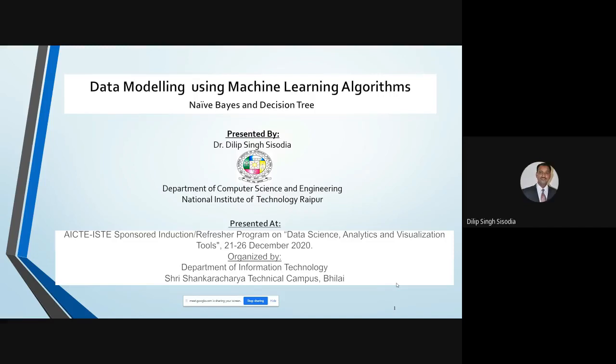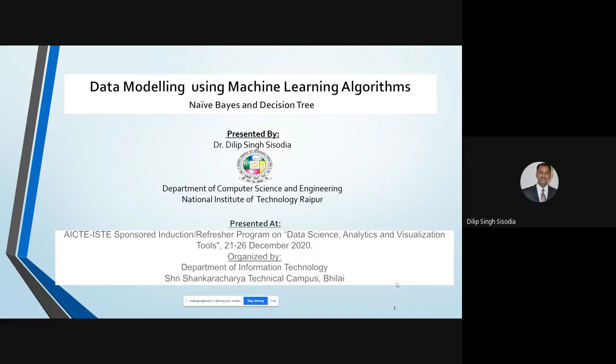Good morning, everybody, and my greetings for Merry Christmas to all of you. I welcome you all to this session. In this session, we will discuss data modeling techniques using machine learning algorithms, and preferably we will discuss two algorithms: the naive-Bayes algorithm and decision tree algorithms. These are some popular algorithms which are used for data modeling.